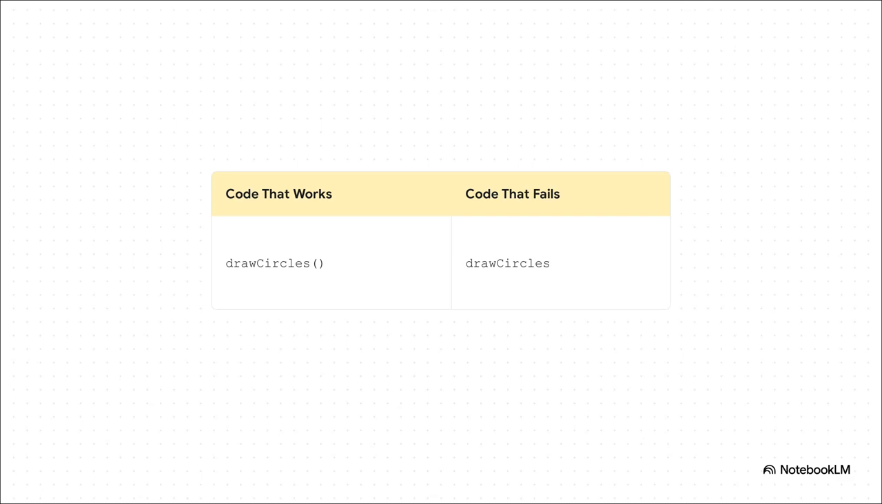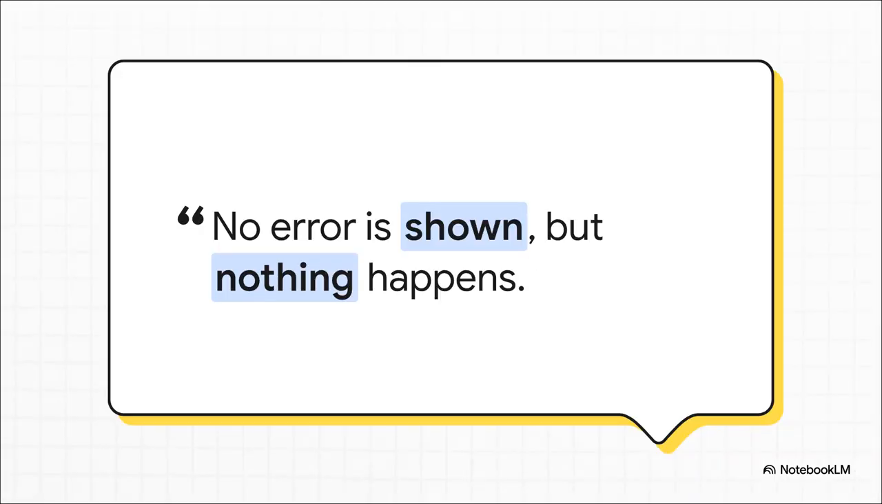On the left, we've got draw circles with parentheses, and it works great. On the right, we have draw circles without them, and that one fails. The only difference is those two little parentheses. But that tiny, tiny change makes all the difference in the world. And here's the part that trips everyone up.